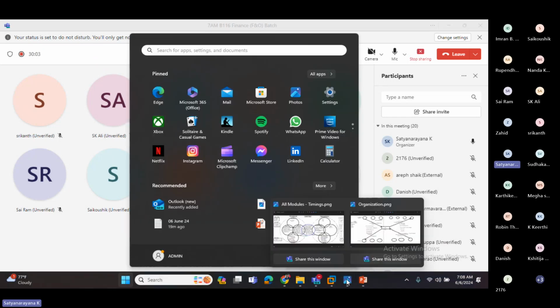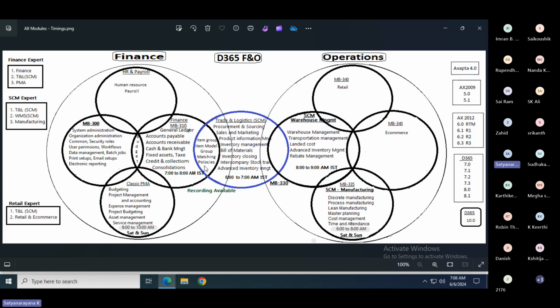So if you want to learn, this is the module you are going to learn: finance. In finance, general ledger, accounts payable, accounts receivable, cash and bank, fixed assets, taxes, credit and collections, and consolidation and budgeting. You are going to learn all these modules. Along with this, you will learn a little bit about trade and logistics and supply chain management. For all these things, I need at least 50 to 60 hours.